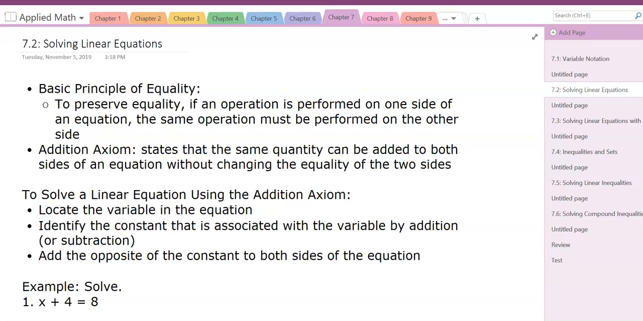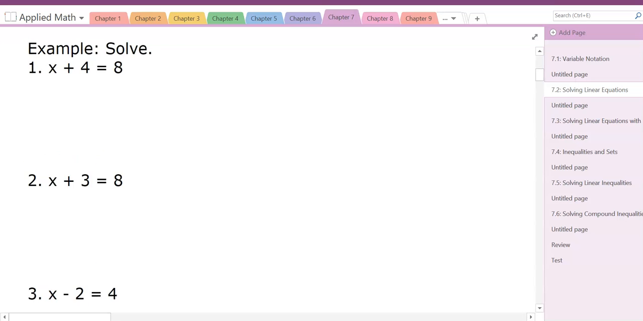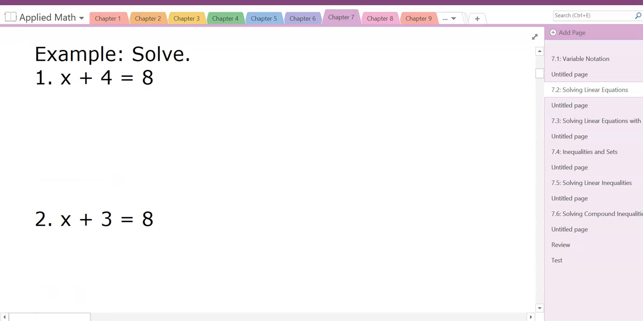So you want to make sure that you're doing that. Then we have what's called the addition axiom. Basically for you guys, it's adding or subtracting. So if you're solving an equation and you have to add or subtract something over, that's all that you're doing here. To get started, some of these are going to be really basic. If I have x plus 4 equals 8, in order to solve, I would subtract the 4 from both sides, and I would have x equals 4.